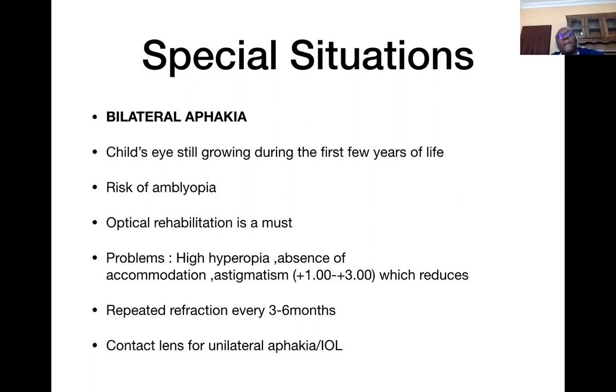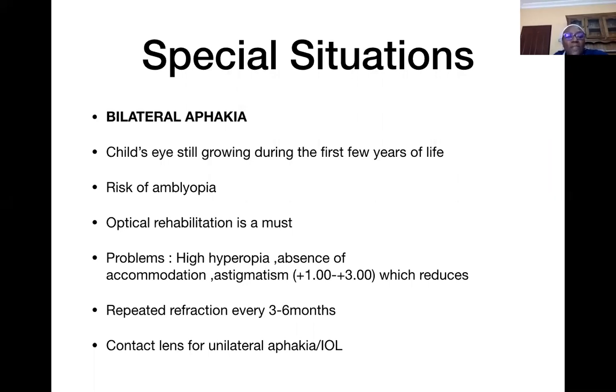But if it's bilateral aphakia, we know that they have the risk of amblyopia if you don't treat early, especially immediately after. It's advisable immediately after the surgery. In some centers, as soon as the child has the surgery, glasses are prescribed to start using before the other eye is done. But if the other eye is done within 1 week of each other, they can start using the glasses immediately. They have a problem of high hyperopia. They have a problem of absence of accommodation because the lens is not there anymore. Then they could have astigmatism, although this reduces as they grow. And they also need refraction every 3 to 6 months because the eye is growing, the refractive state of the eye is changing, and you need to improve that vision so that they don't have the risk of amblyopia.